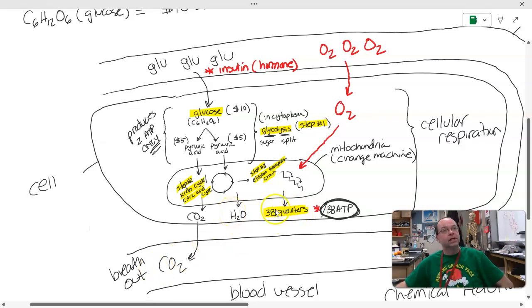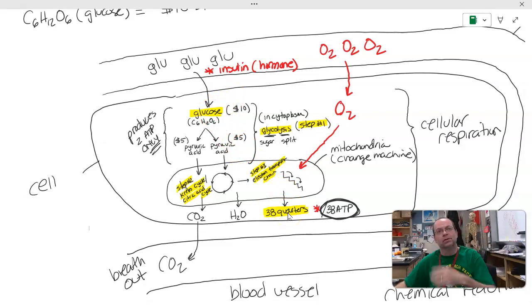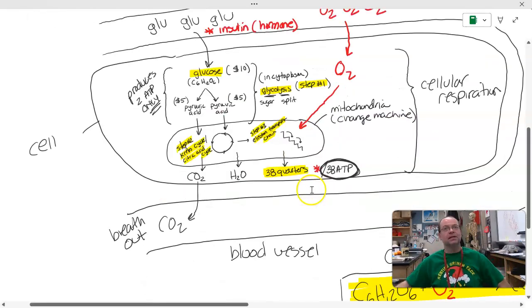And 38 quarters in the form of ATP. And I know I keep saying it, but in just a couple seconds, we'll learn what ATP is. That's not too bad. You put $10 of glucose in and you get 38 quarters of ATP out. That's not a bad deal, okay? I'm okay not getting my full 40 quarters. So let's take a look at what ATP is, okay?